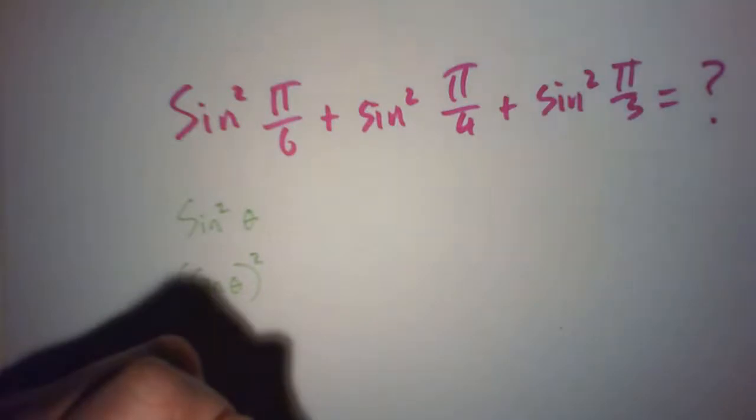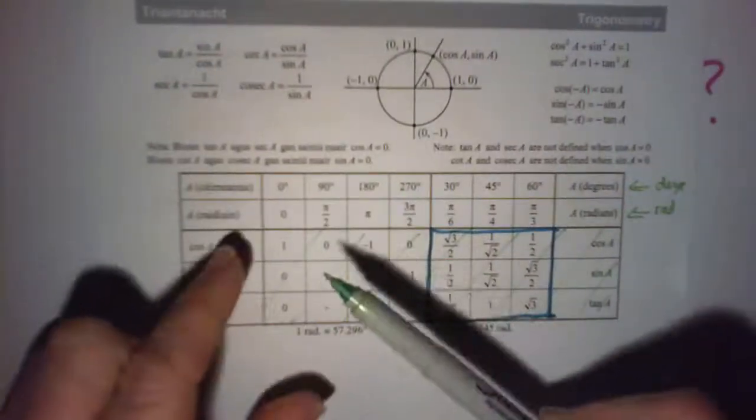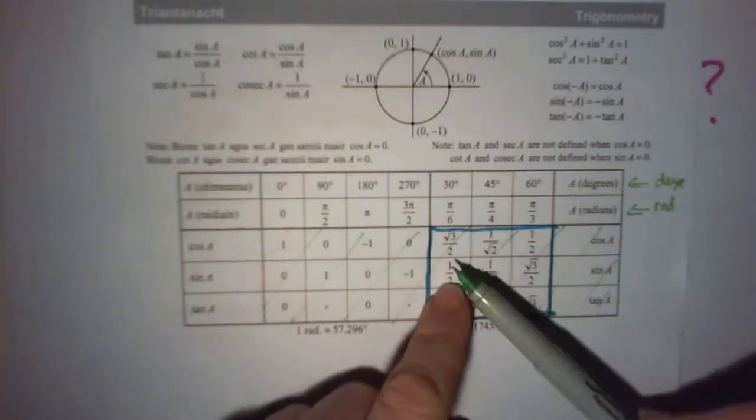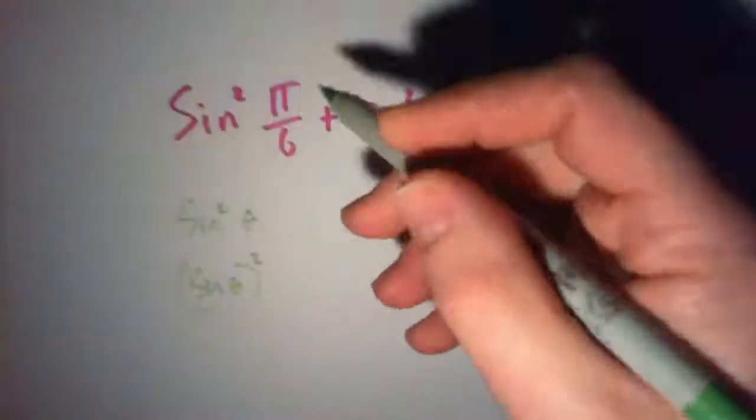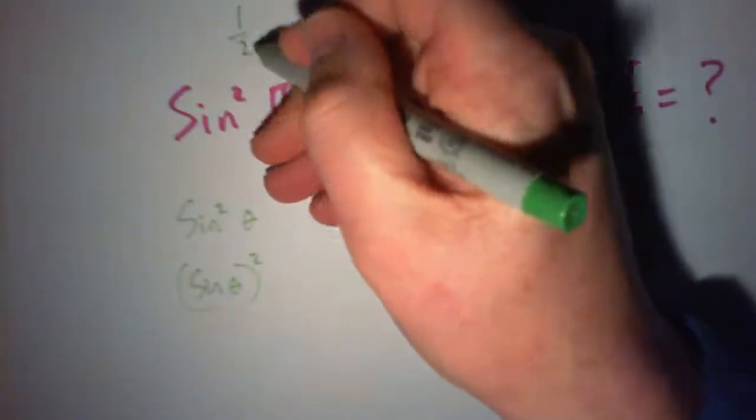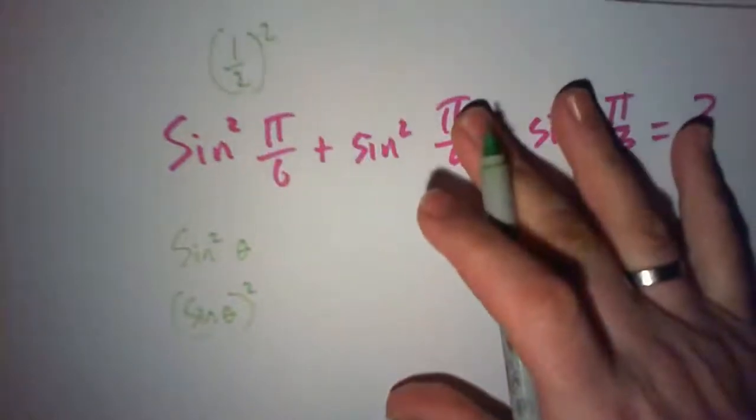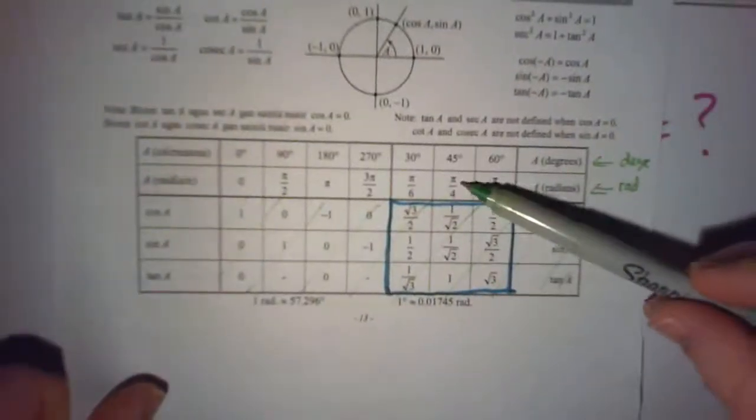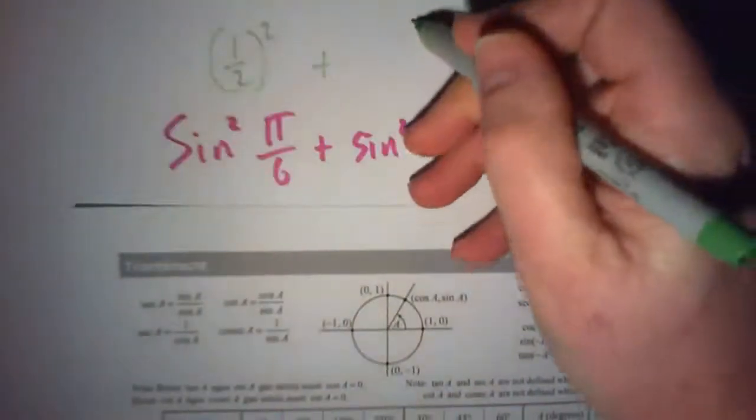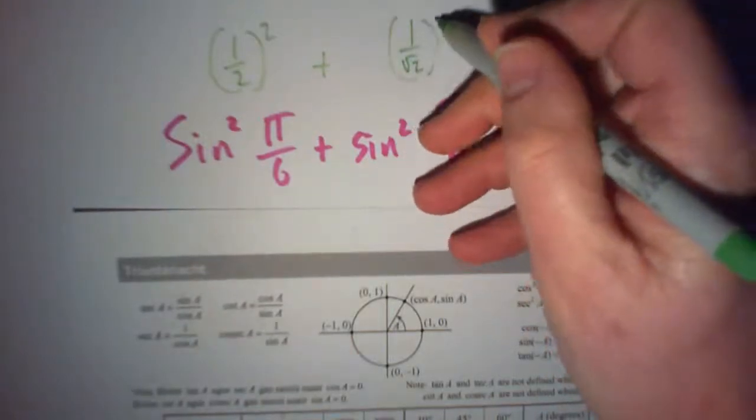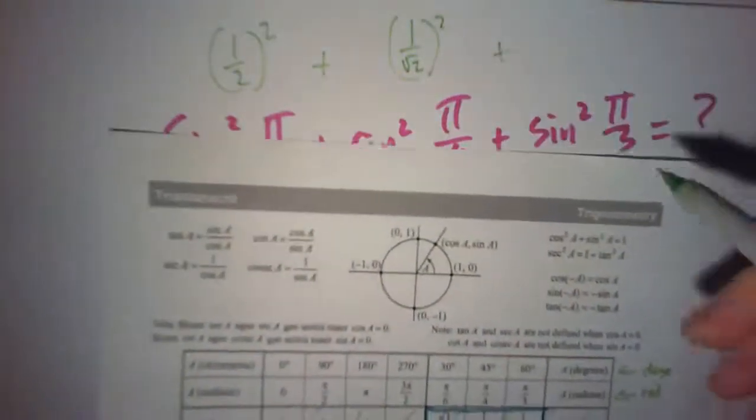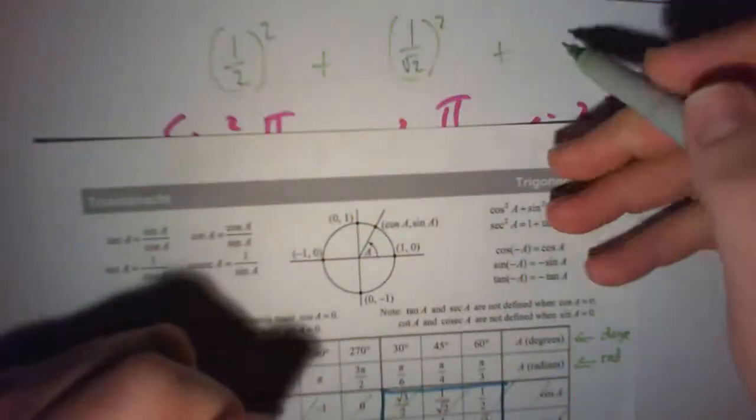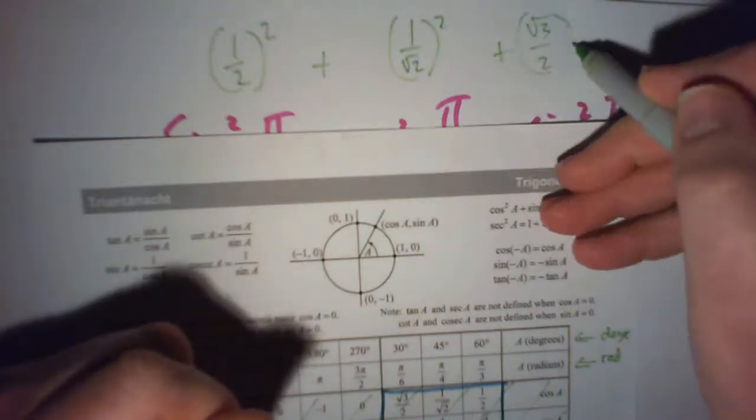So we're going to go to our page and we're going to see where's pi over 6. Well, pi over 6 is there. So what's the sine of pi over 6? It's a half. So that really means that that is a half squared, plus pi over 4. Let's go to pi over 4. Pi over 4, the sine of it is 1 over root 2. 1 over root 2 squared plus sine squared pi over 3. Pi over 3, get the sine of it, root 3 over 2 squared.